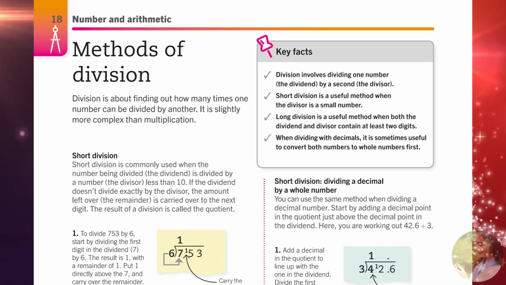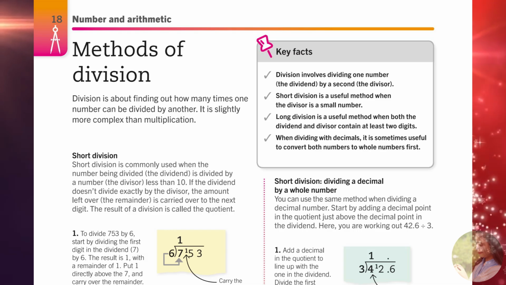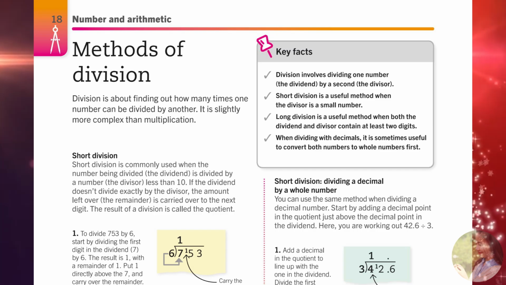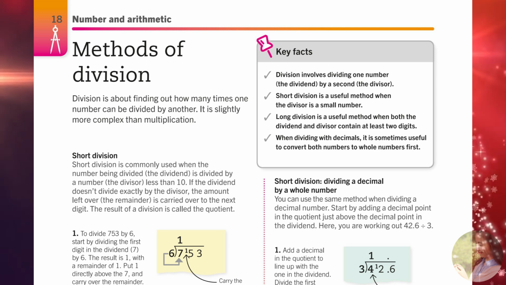Short division is a useful method when the divisor is a small number. Long division is a useful method when both the dividend and divisor contain at least 2 digits. When dividing with decimals, it is sometimes useful to convert both numbers to whole numbers first.